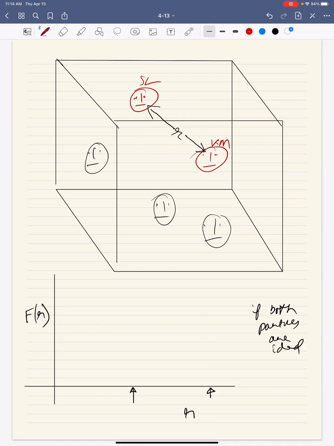What happens to the force as R tends to zero? You hate it. You tell Kinjal, go away with infinite force, right? So it blows up over here. And it looks like this if the particles are ideal.